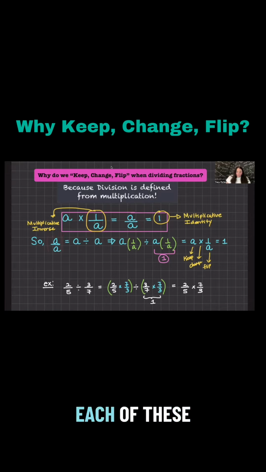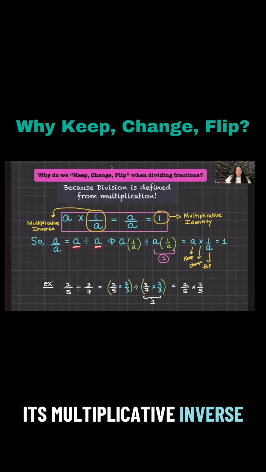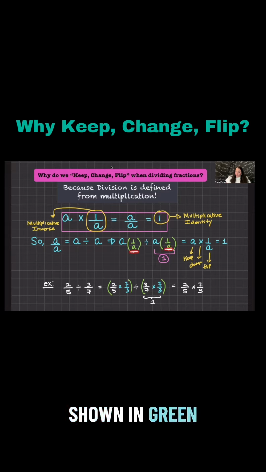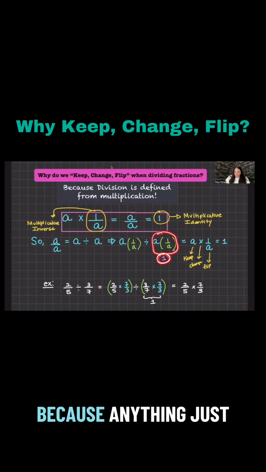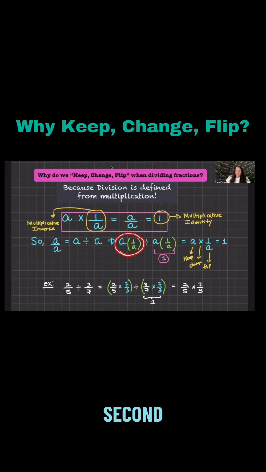Well, let's take each of these a's and let's multiply each one by its multiplicative inverse. So that's what you see here shown in green. Well, if I do it to this one, we know that just gives us 1. So I'm going to leave this one as 1 because anything divided by 1 is just itself. So really, we just have this part.